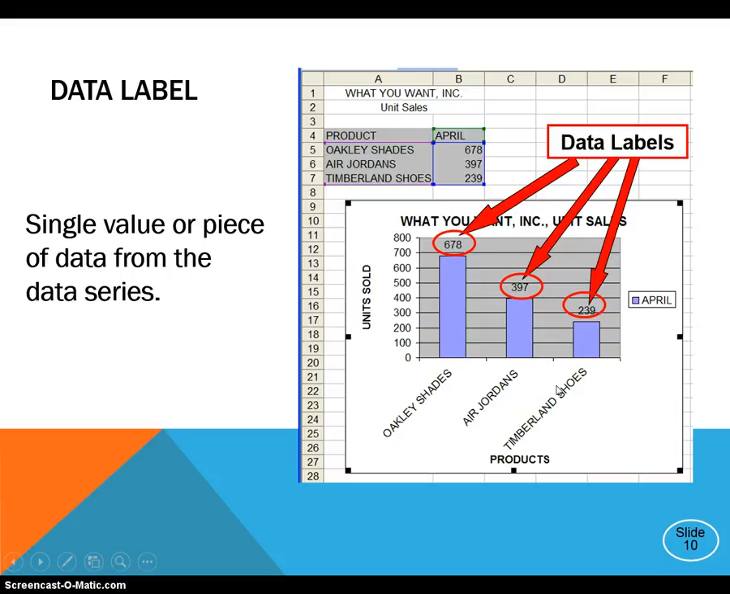Data labels let you know the exact number, so it shows you the data. If you see that this data label here correlates with the data up here at Oakley Shades, it says 678. What are data labels? They keep us from having to guess. So I no longer have to guess where exactly this line goes, where it is between 600 and 700, because this tells me it's at 678. So that's what data labels do. They give you whatever data you selected that these represent, and it shows up.